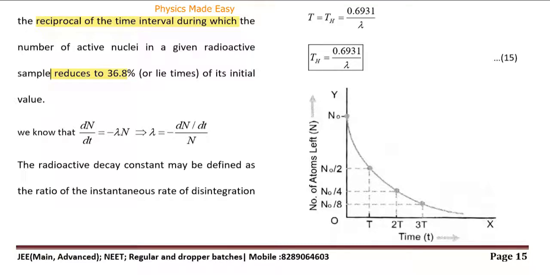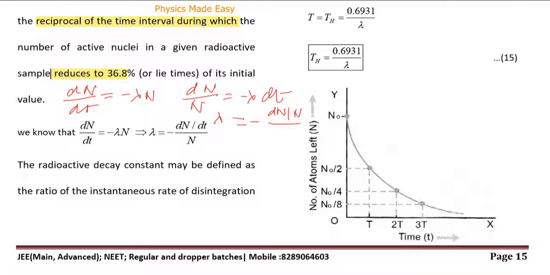Or in another way, we know that dN by dt is equal to minus lambda N. dN by N is equal to minus lambda dt. Now from here I can calculate the value of lambda. Lambda can be dN by dt further divided by N, that is the rate of disintegration divided by the number of active nuclei at that time. The radioactive decay constant may be defined as the ratio of the instantaneous rate of disintegration, which is dN by dt, divided by N.